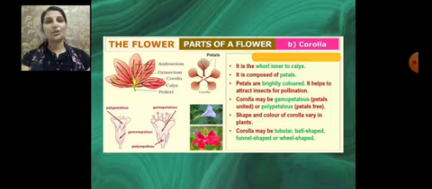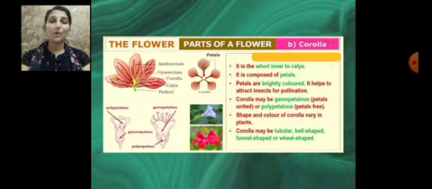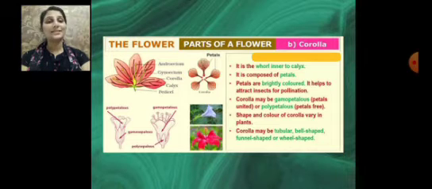As in the case of calyx, the corolla, which is made up of petals, can be gamopetalous when the petals in the corolla are fused together. This is a gamopetalous corolla. And it can be polypetalous if the petals are free from each other. This is a polypetalous corolla. The corolla may be tubular, bell-shaped, funnel-shaped, or wheel-shaped. There can be different shapes for the corolla.